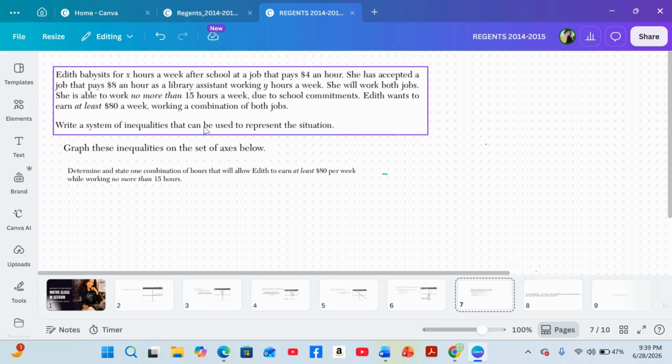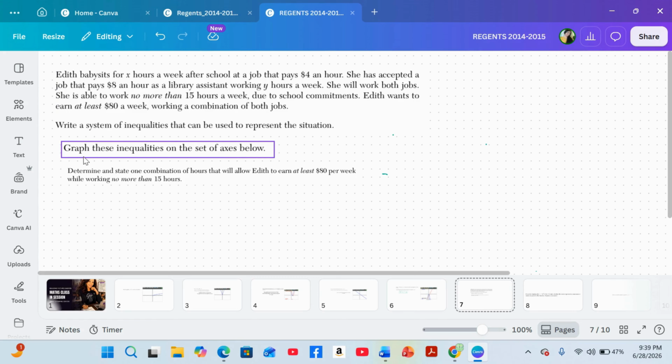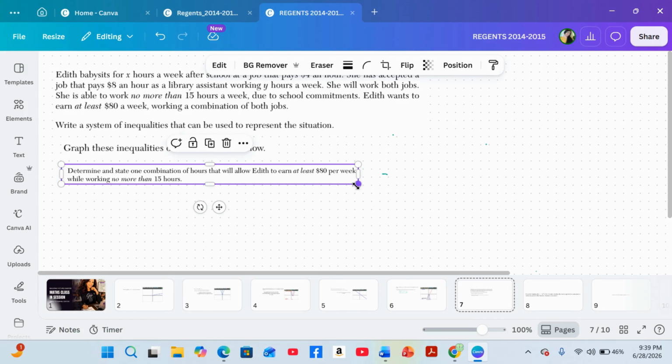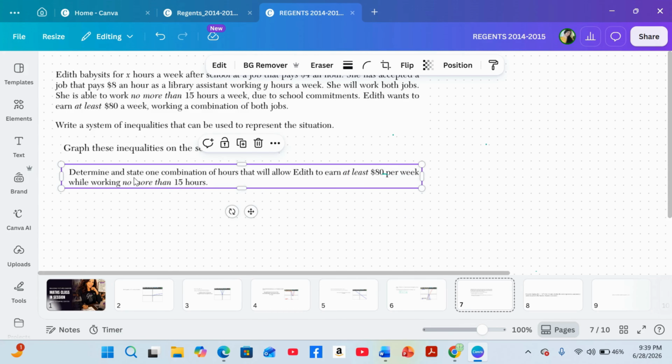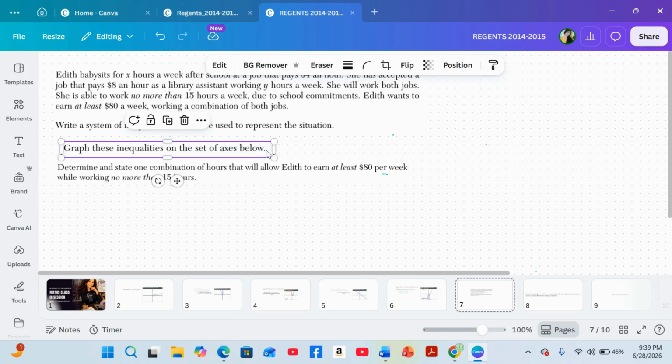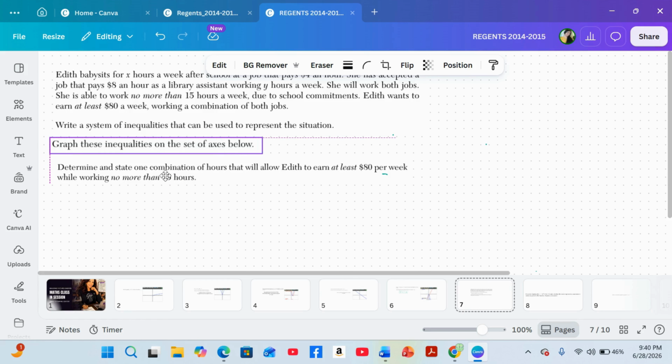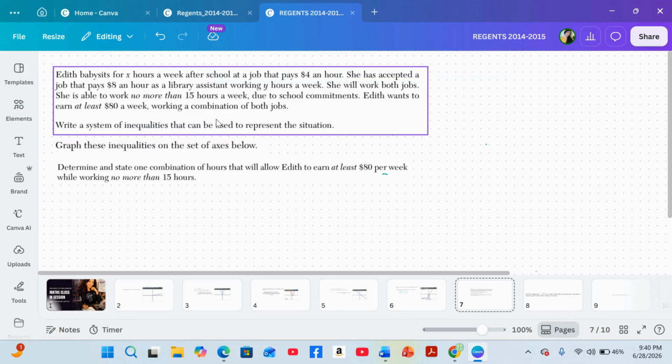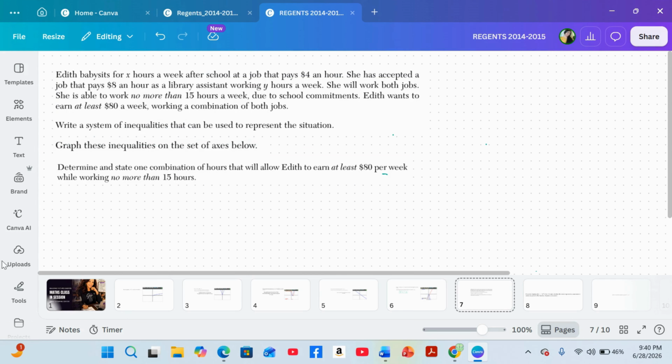Write a system of inequalities that can be used to represent the situation, and then graph these inequalities on a set of axes, and then determine and state one combination of hours that will allow Edith to earn at least $80 per week while working no more than 15 hours. So let's start by writing the set of inequalities.